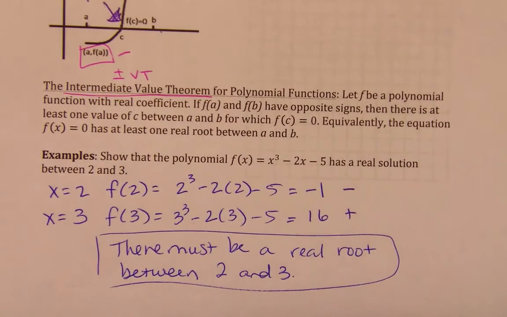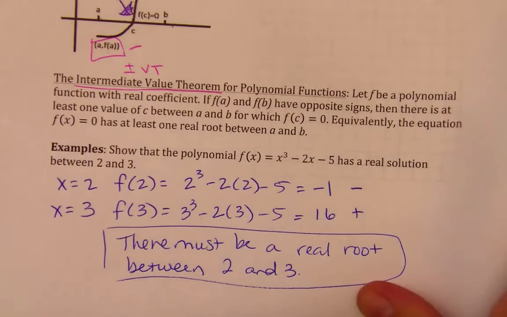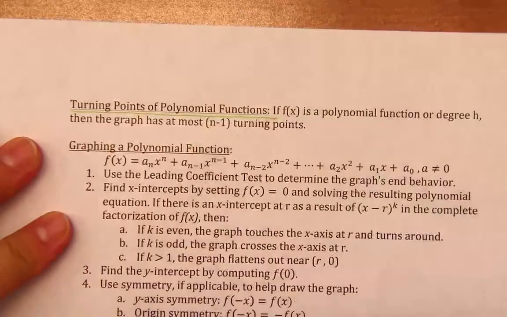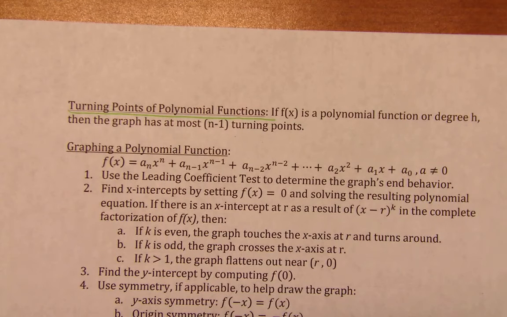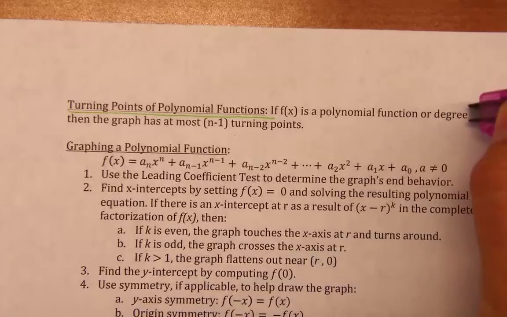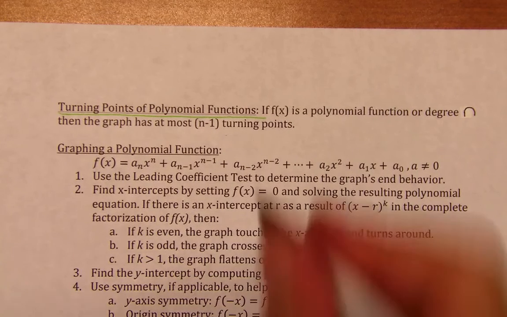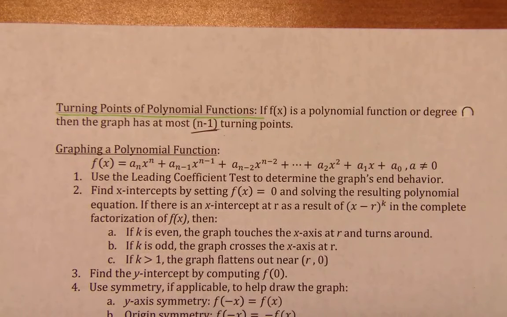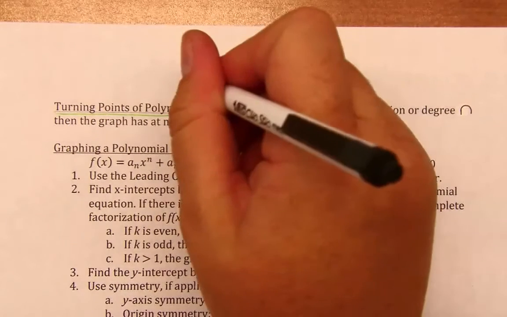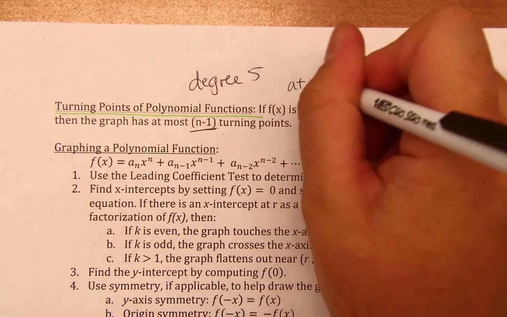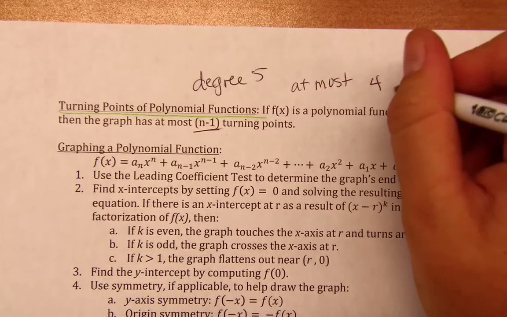So again, I'm going to go ahead and flip the page here for us. And now we can talk about turning points. So the turning points of a polynomial function. Okay. And that's where the graph turns, and if we have a polynomial of degree n, then the graph has at most n minus 1 turning points. So if my polynomial has degree 5, then I have at most 4 turning points.